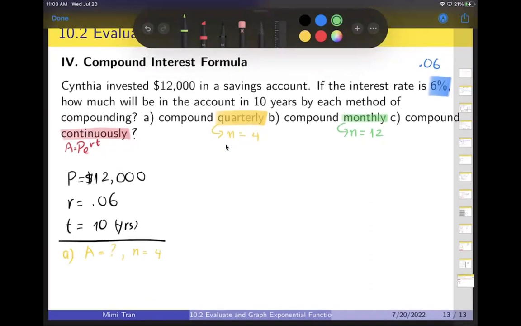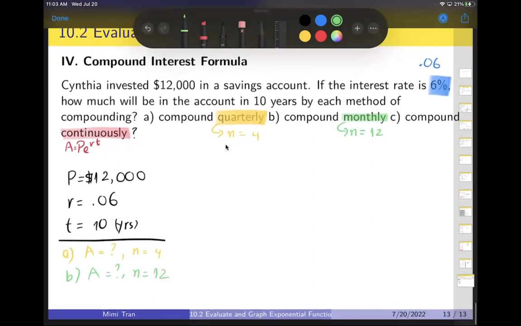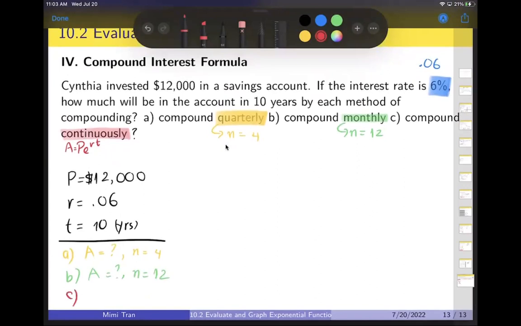And for problem B, they want you to find the balance again, but this time they compound 12 times a year. And for C, what is the balance when you compound continuously? Okay, so let's do this.